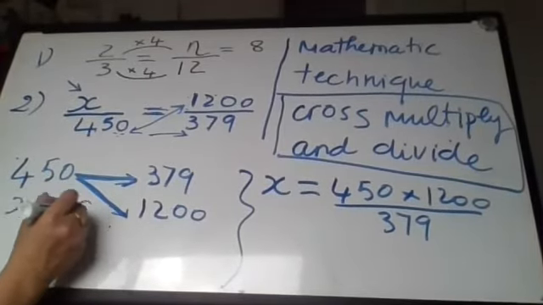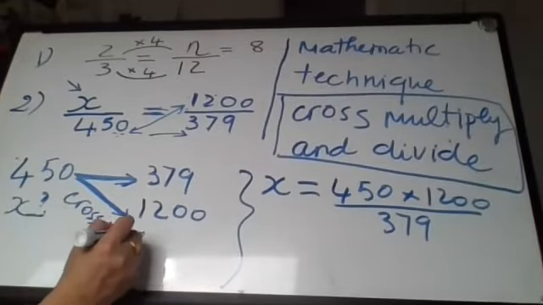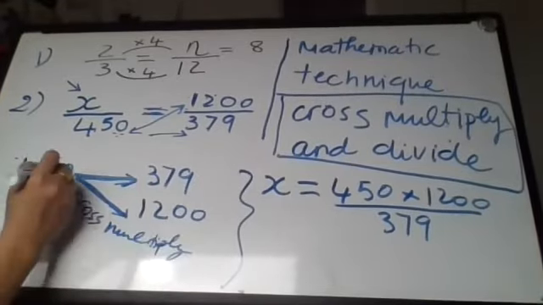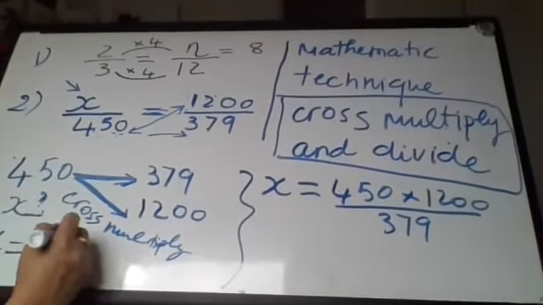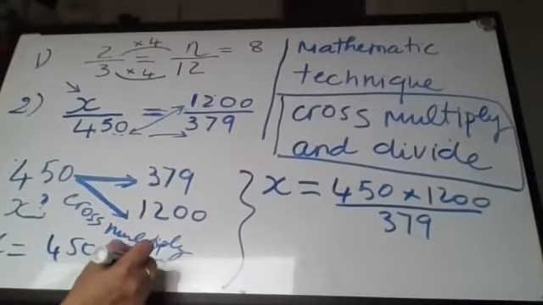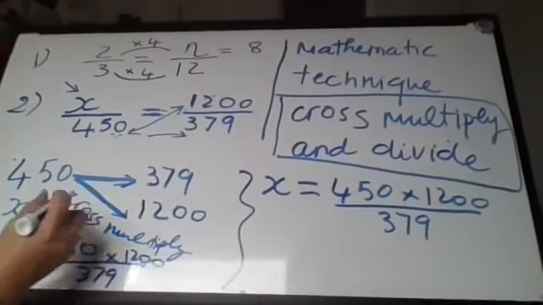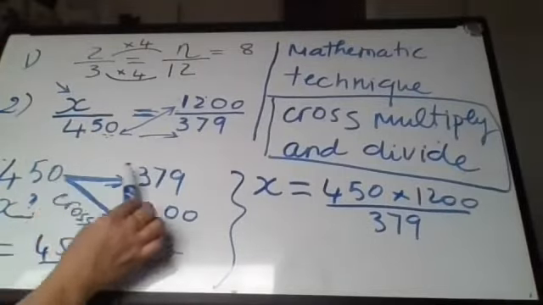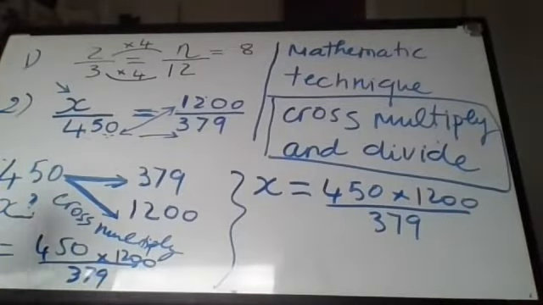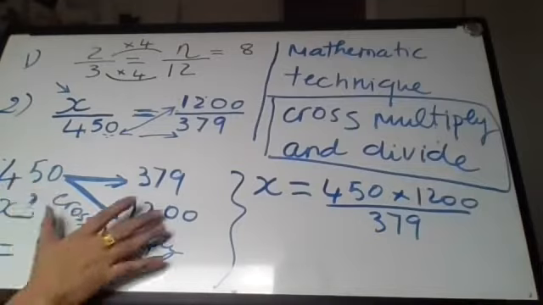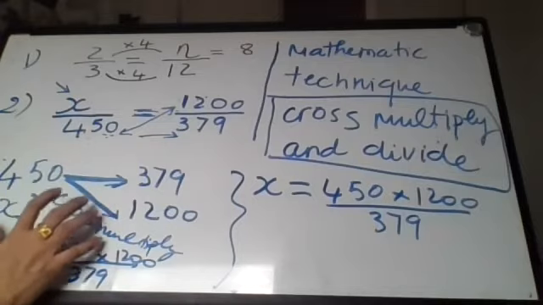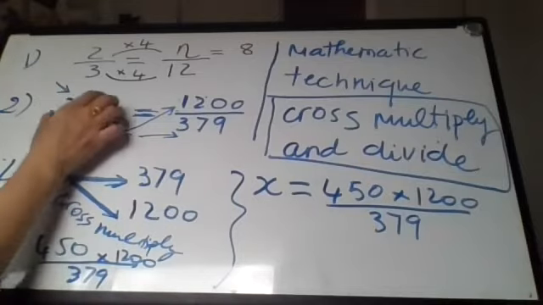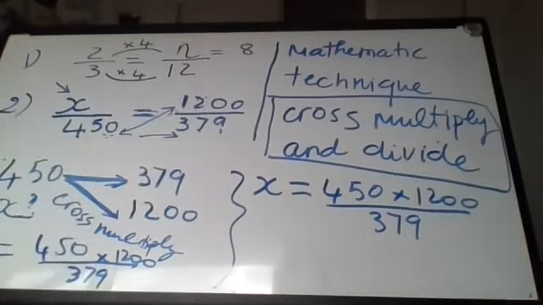So x equals cross multiply, divide. So x equals 450 times 1,200 divided by 379. You can set up this way or this way, and you get the same answer. The reason I talk about this is that using this setup will make it easier to solve a word problem than if we set up this way. But it's the same, okay?